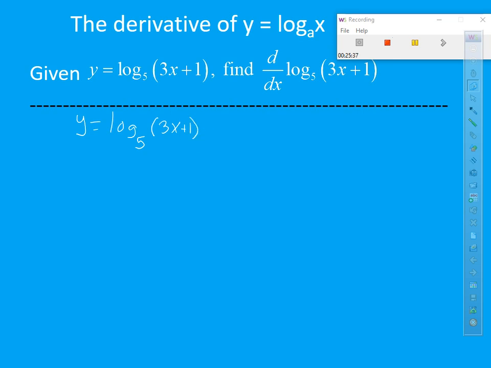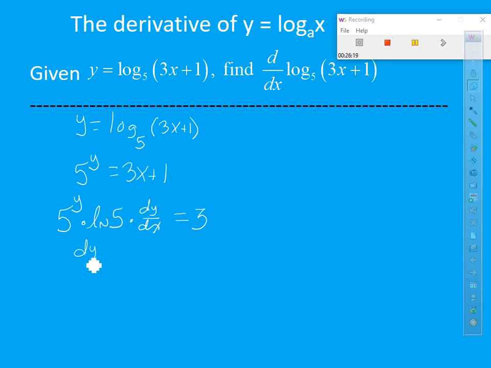I'm going to write it as an exponential first. So 5 to the y equal 3x plus 1. Let's take the derivative of both sides. So the derivative of a to the u is going to be 5 to the y times the natural log of 5 times the derivative of the exponent, which is dy dx. And the derivative of 3x plus 1 is 3.